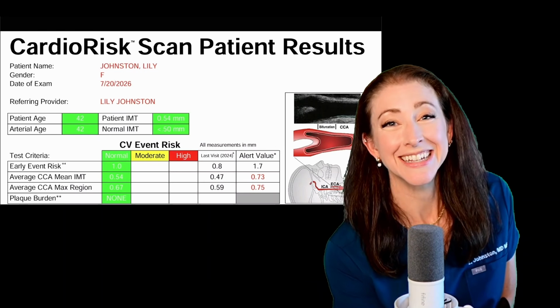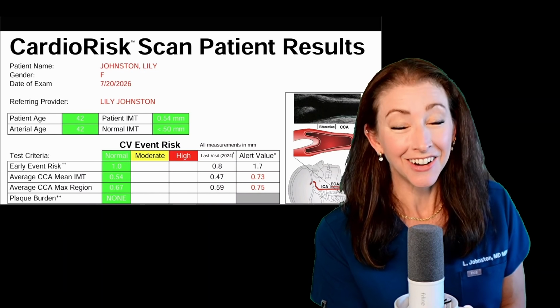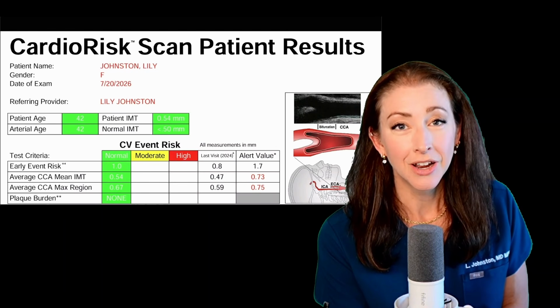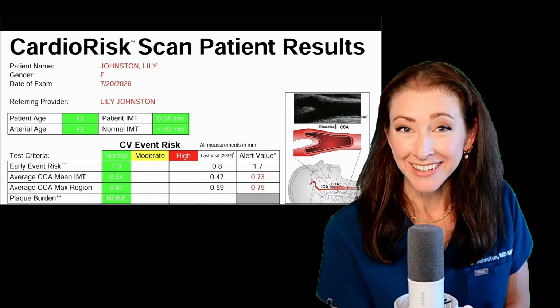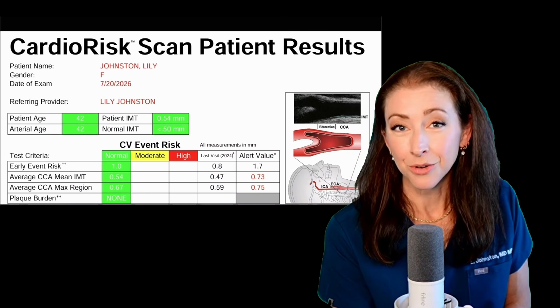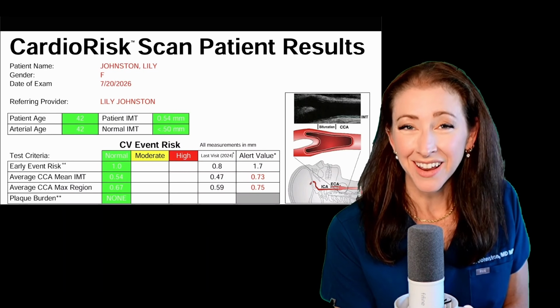But when I had this done 2 years ago, my arterial age was about a decade younger than my chronologic age. And what that means is that there's been a significant progression in the IMT or intima-medial thickness in my arteries. And that's a little disappointing, right?